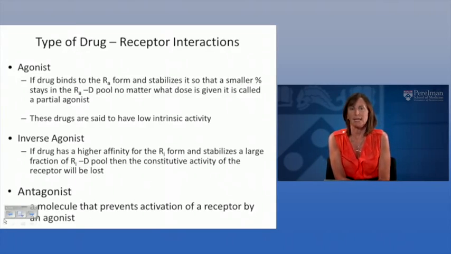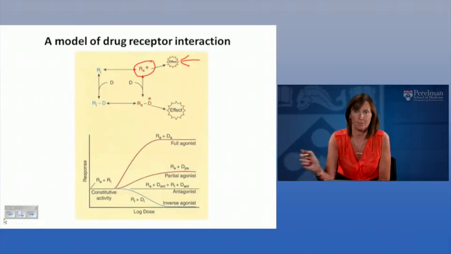And then lastly is the concept of an antagonist. This is a molecule that prevents activation of the receptor by an agonist. It's different from an inverse agonist for many reasons. One, it binds to a different site than the active site of the receptor. Two, it blocks the binding of the natural agonist to the active form of the receptor, conceptually speaking, like covering it with an envelope. So let's look at our picture again.